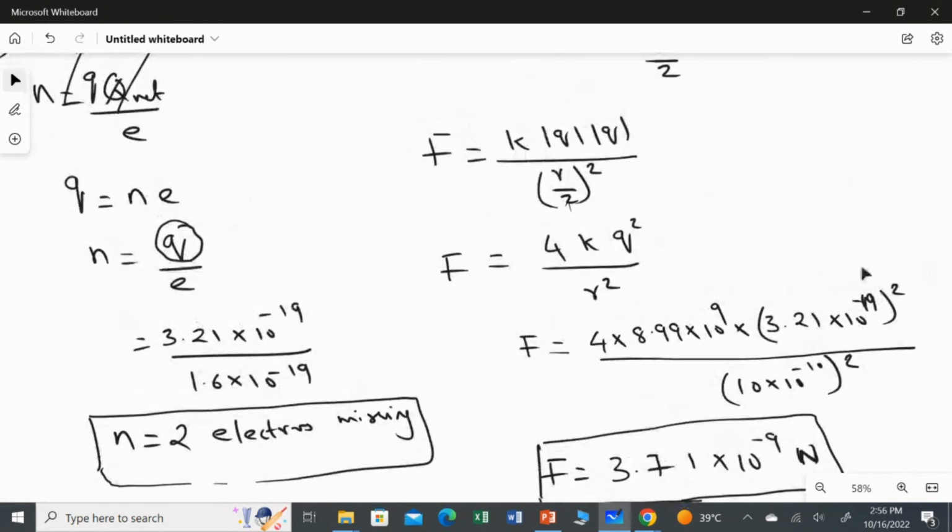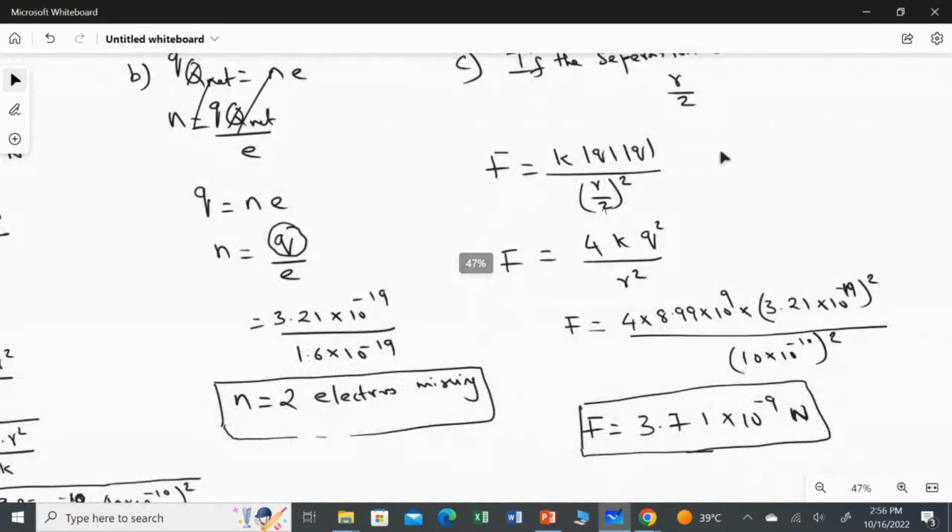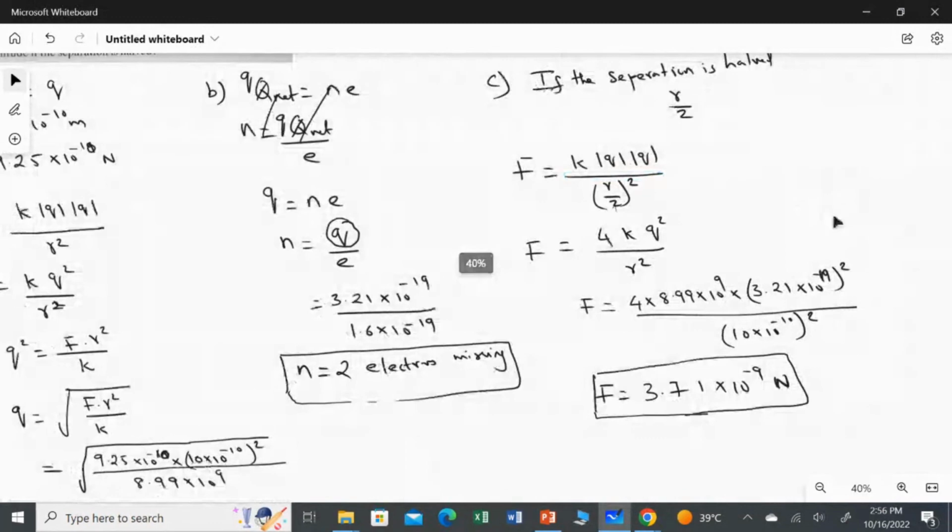Understand? So in this chapter, we have only two important formulas. One is Coulomb's law, and the second one is the charge quantization.